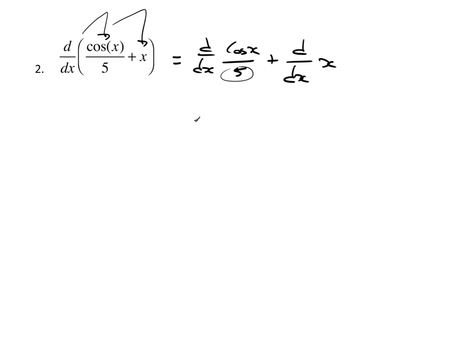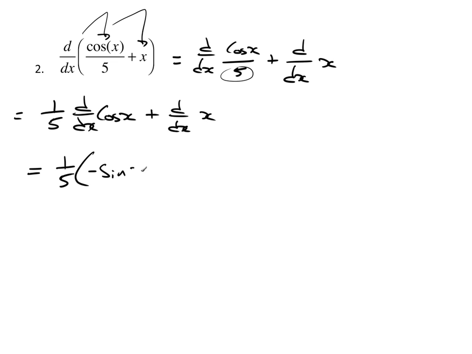Well, this is a constant, so I'm going to pull it outside the derivative. So I'll have 1/5 d/dx cosine of x plus d/dx of x. Well, the derivative of cosine is negative sine, so this is going to be 1/5 times negative sine of x plus 1, which I would write as 1 minus sine x over 5.